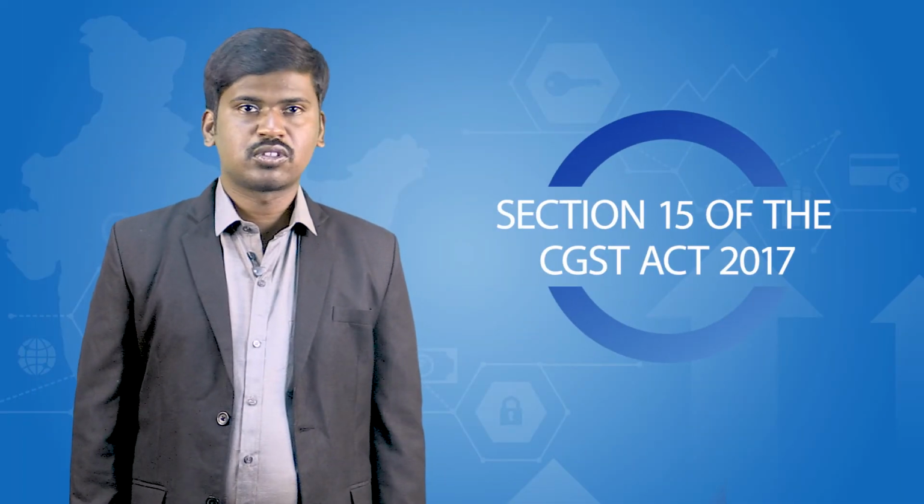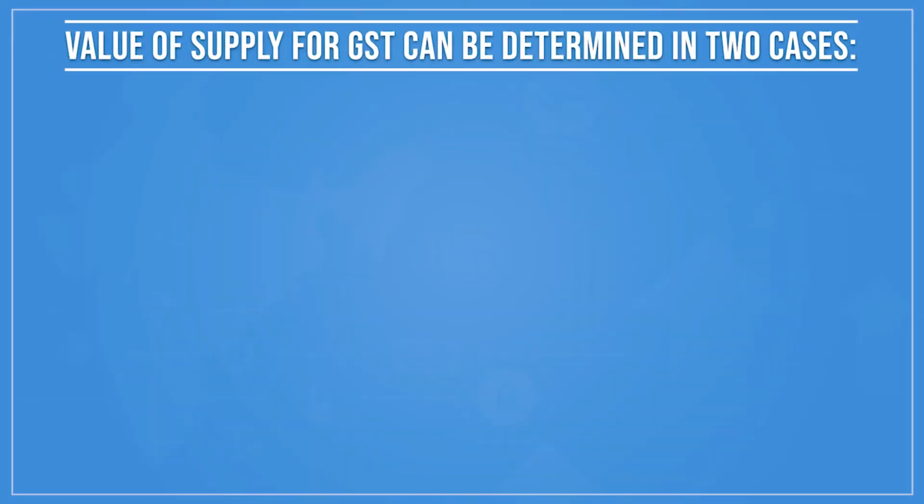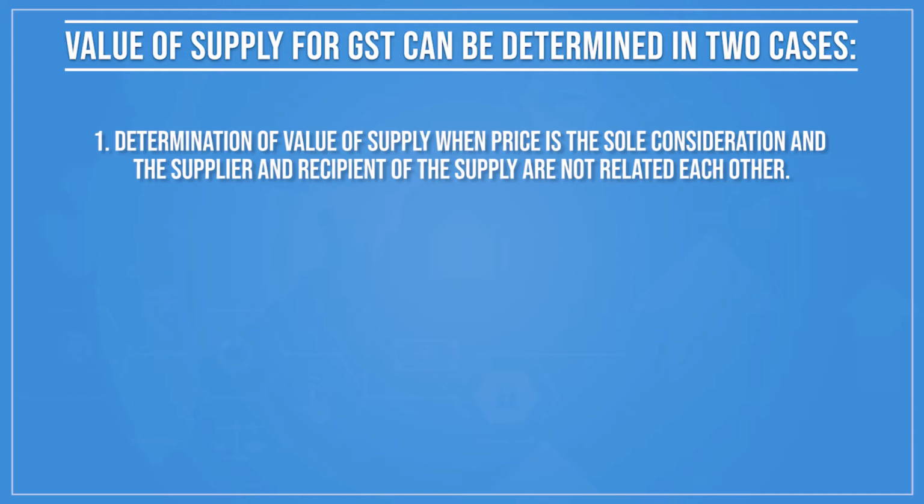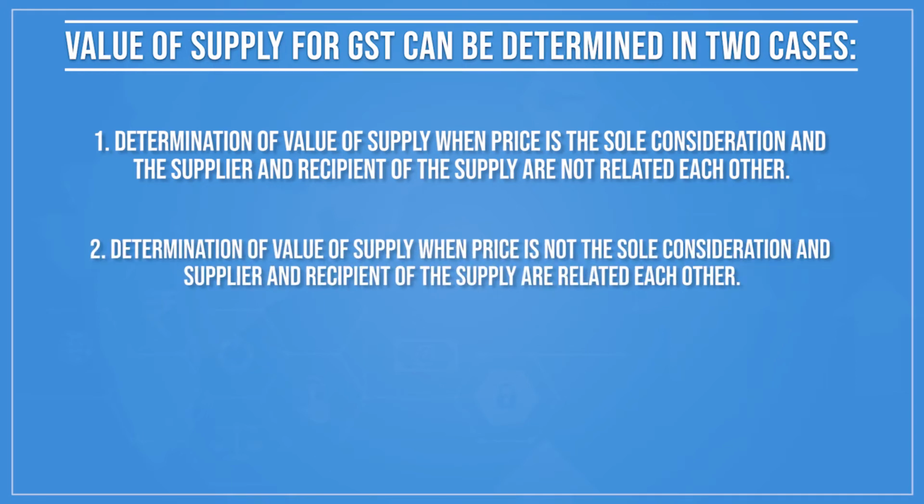Let us focus on section 15 of the CGST Act 2017. Section 15 focuses on determination of value of supply of goods and services. Under this section, value of supply for GST can be determined in two cases. Number 1, determination of value of supply when price is the sole consideration and the supplier and recipient of the supply are not related to each other. Number 2, determination of value of supply when price is not the sole consideration and supplier and recipient of the supply are related to each other.